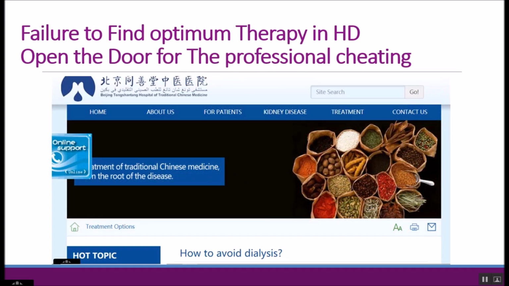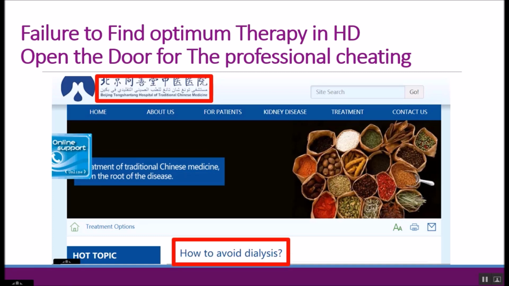However, failure to find optimum therapy in hemodialysis opens the door for professional cheatings. The paramedical point in patients with CKD: a lot of paramedical medications, and the majority play on the feelings of patients to avoid dialysis, while it is a must in end-stage renal disease.